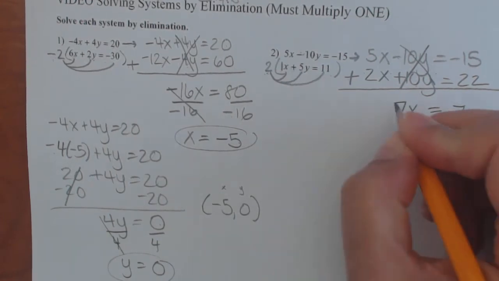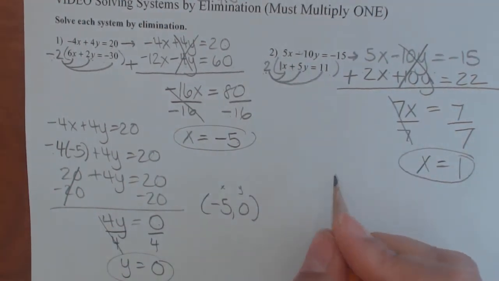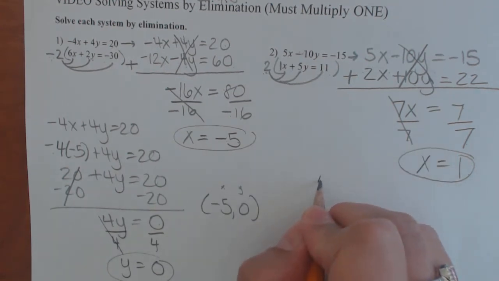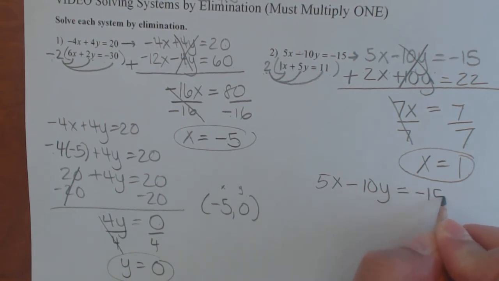Divide both sides by 7. X is going to give us 7 divided by 7 is 1. So we have x as 1. Now we're going to go back to one of the originals. I always just like to take the top one. It keeps things consistent. 5x minus 10y equals negative 15.